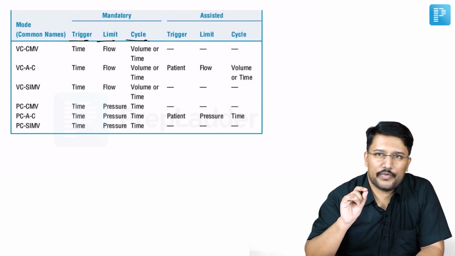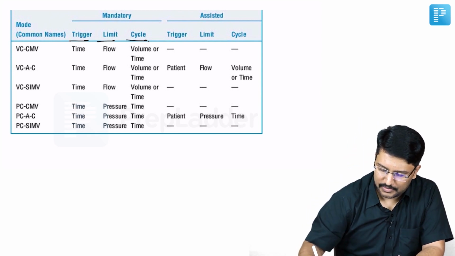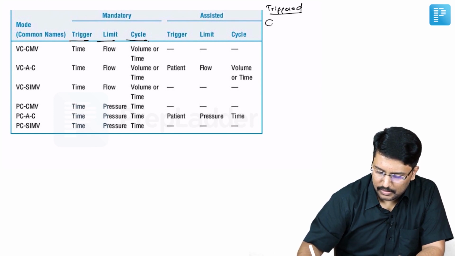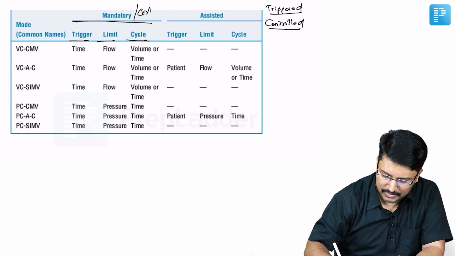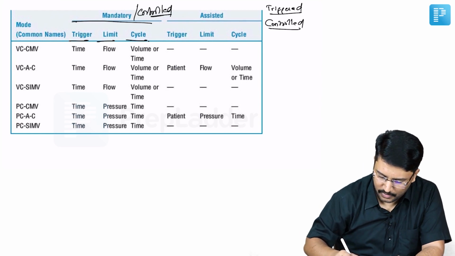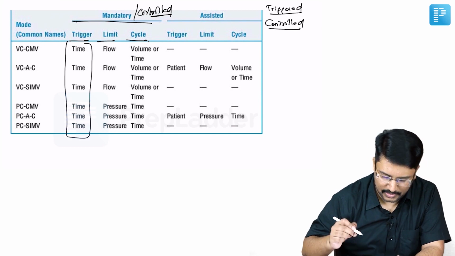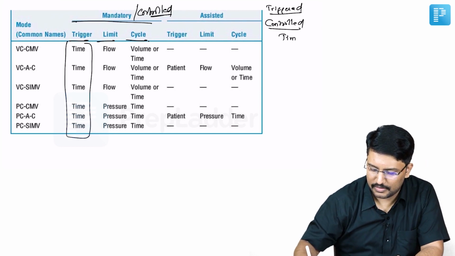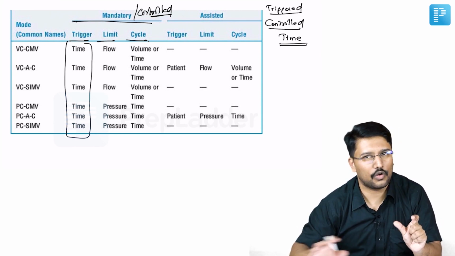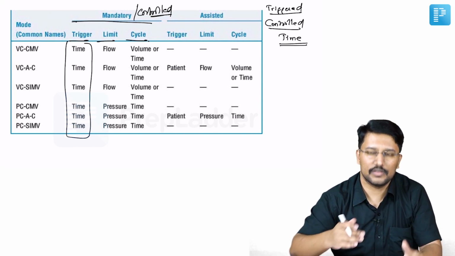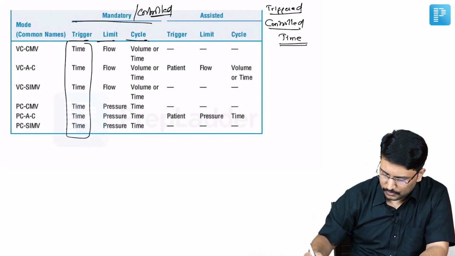So whenever we are talking about a controlled mode of ventilation, time is a trigger. Okay. You can see in this, mandatory is basically controlled breaths, right? So whenever we have a mandatory breath being delivered, the trigger is always time. In controlled mode of ventilation, trigger is always time because we are setting a fixed rate. So according to that, time becomes a trigger point.